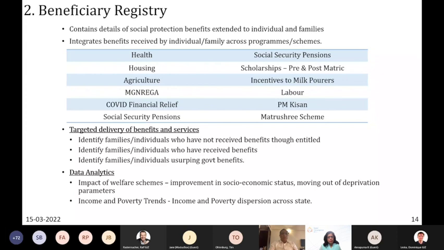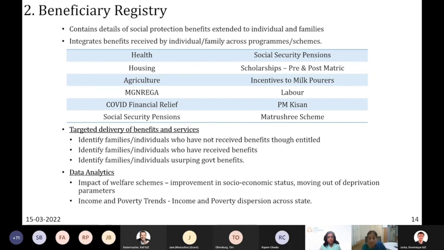And Poona, I'll request you to take it from here. Sure, sir. The second component of the Kutumba ecosystem is the Beneficiary Registry. This Beneficiary Registry is critical for the social protection system because it is required to identify families who have not received benefits and also to exclude the families who have already received benefits. So it contains details of social protection benefits which have been extended to individuals and families. And it is an integrated beneficiary registry because it integrates the data of a person, the benefits received by a person or a family across social programs and schemes.